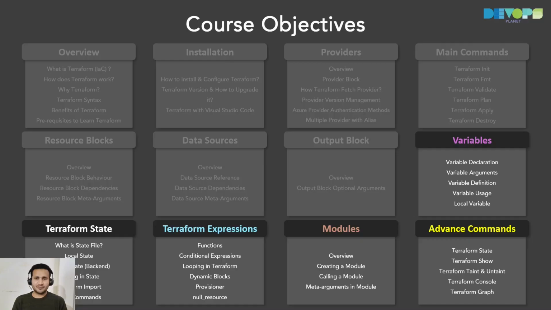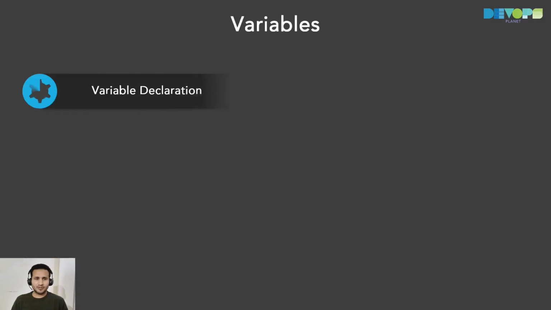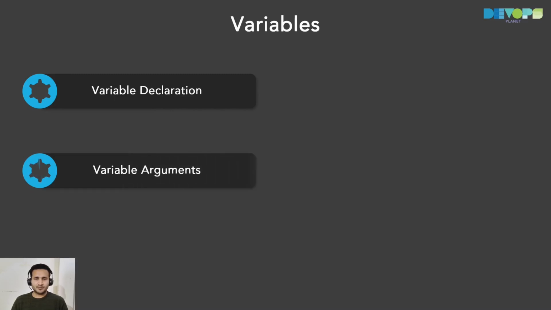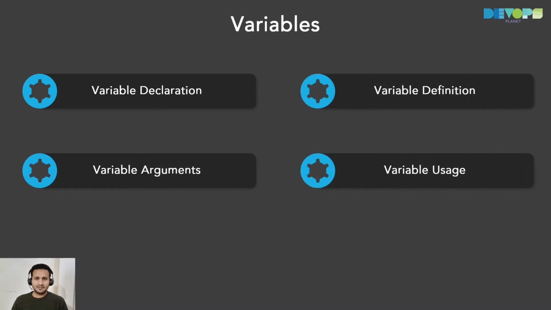So in this section, we are going to talk about how to declare the variable, how to configure and how to use the variable. So let's have a look. In variable, we will talk about the variable declaration. We'll talk about the variable arguments. Then we'll talk about the variable definition. And then we'll discuss how to use the variable. And at the last, we are going to talk about the local variable. That is one of the variable types in Terraform.